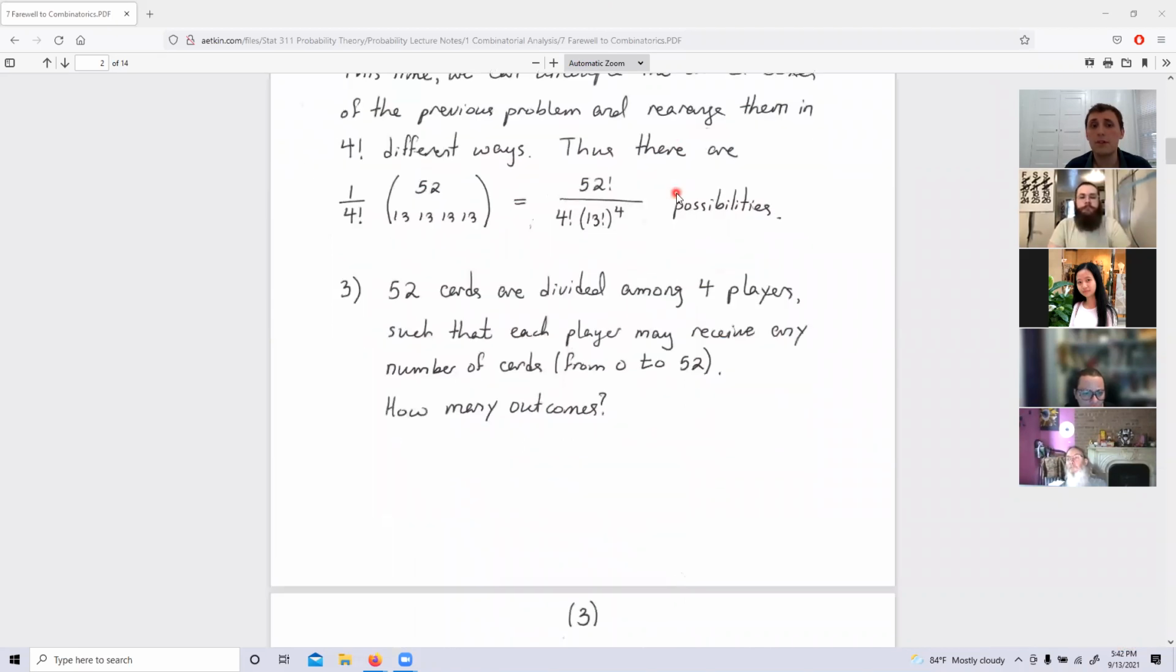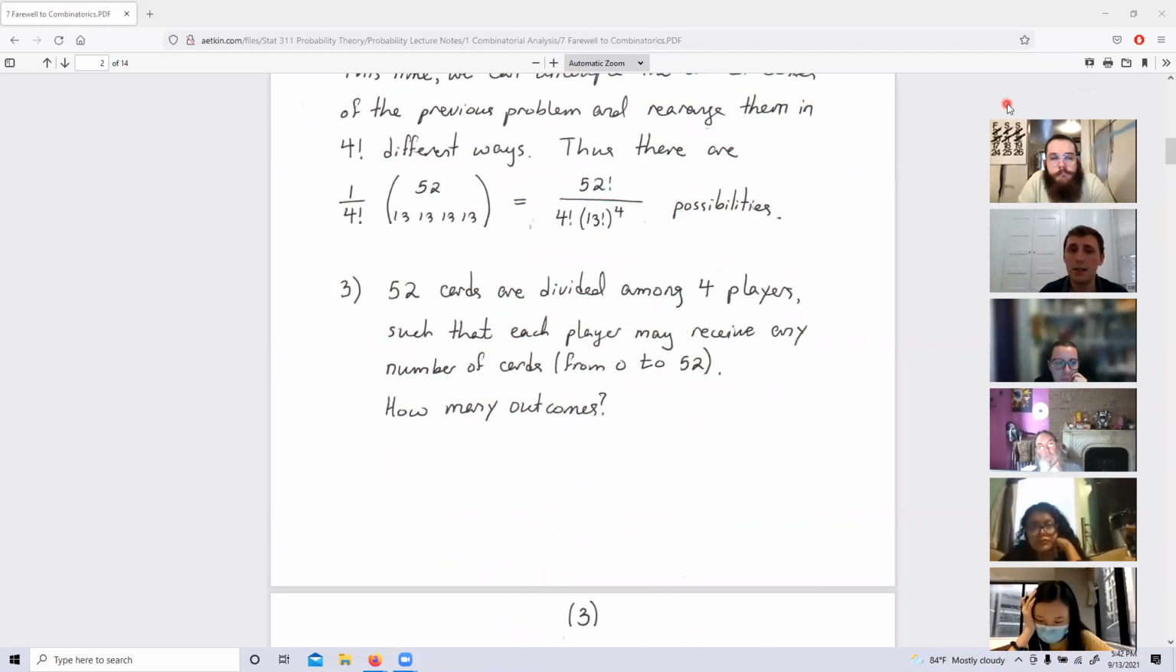Now, here is a modification of that problem. 52 cards, now to be divided among 4 players, but each player may receive 0, 1, 2, 3 cards and onwards, right? There is no limit to how many cards a person receives. The number that each person receives does not have to be equal. Somebody might receive nothing, somebody might receive everything, it's fine.